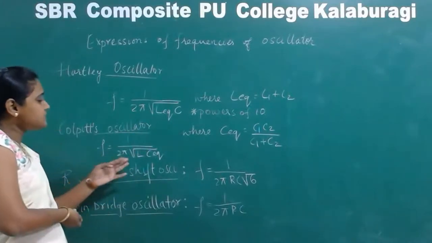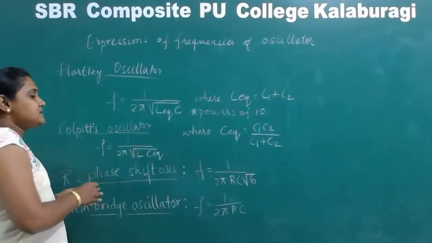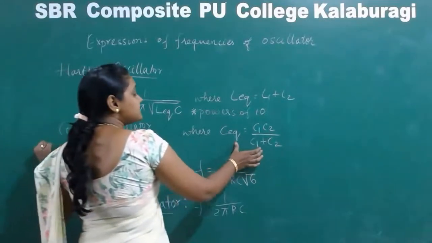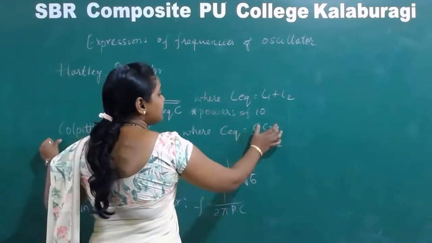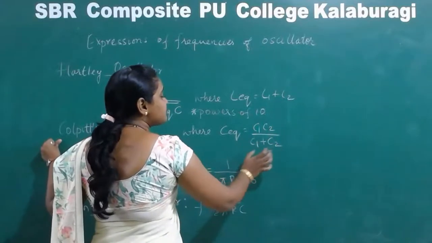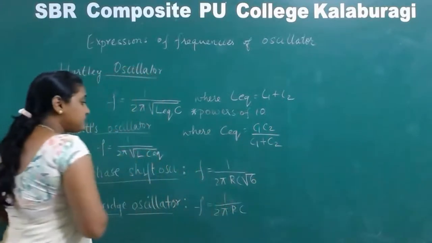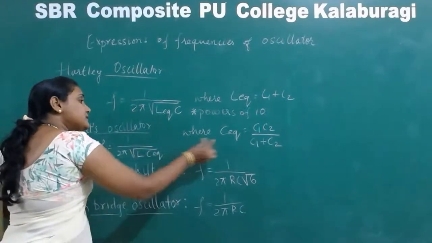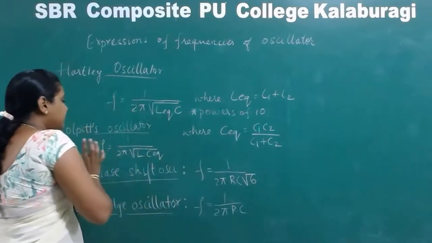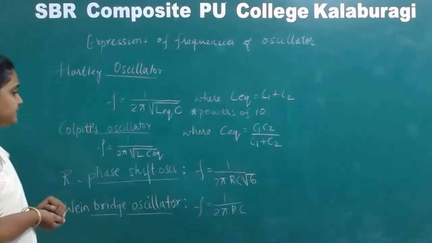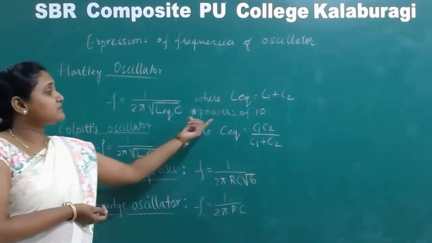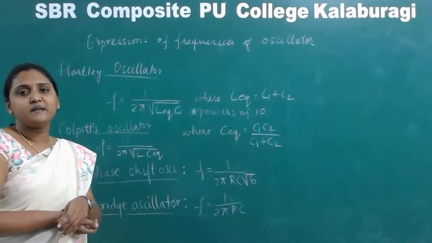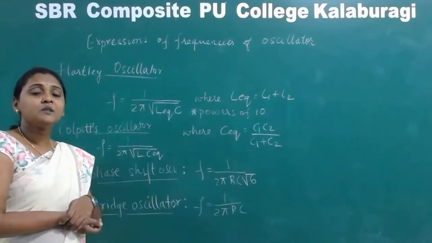Right? So here also the value of L is given, C1 and C2 are given, then you have to follow this expression. You have to do the product of C1 and C2 divided by the sum of C1 and C2, which is going to give you the C equivalent. Substitute the value of the inductor, substitute the value of the C equivalent we have calculated, and find the value of the frequency F. Here also we have to take care of the powers of 10 under the root. Always maintain them as an even number.